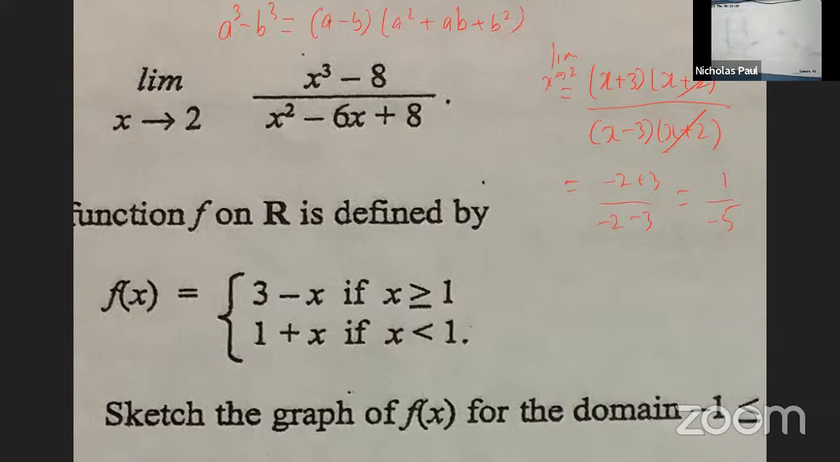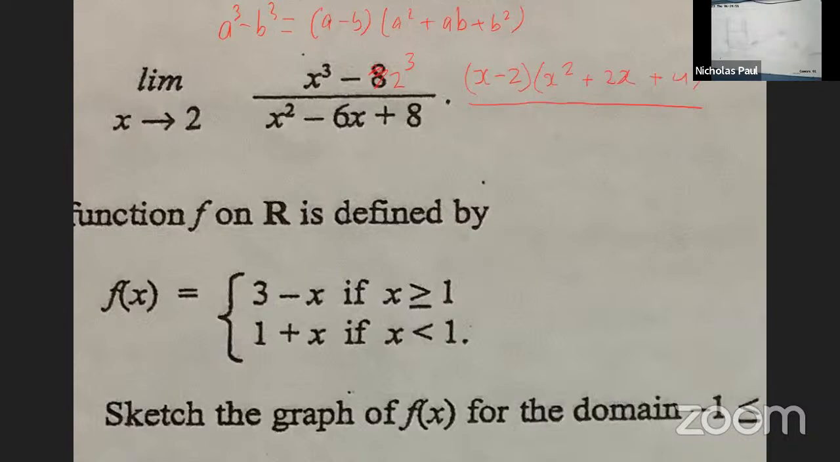All right, let's check this one out. So what are we going to get? Remember, 8 is like saying 2 cubed, right? So it'll be x minus 2 times x squared plus 2x plus b squared, which is 4, all over, it could be factorized underneath.